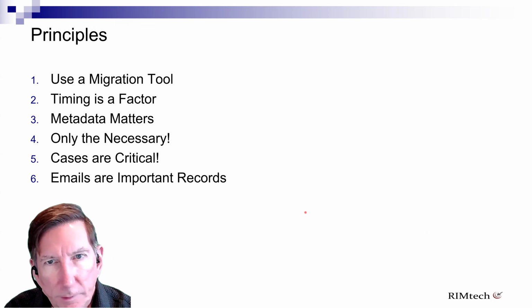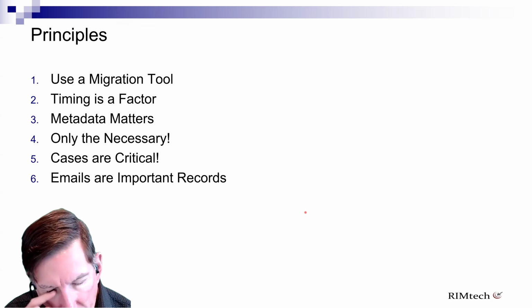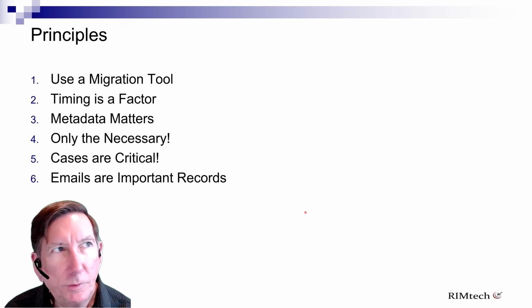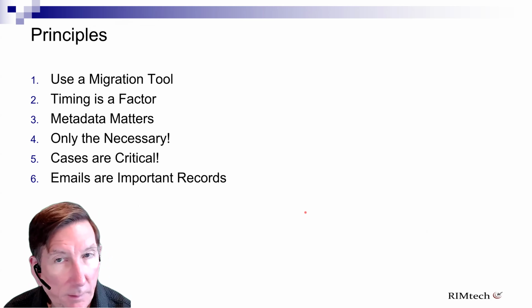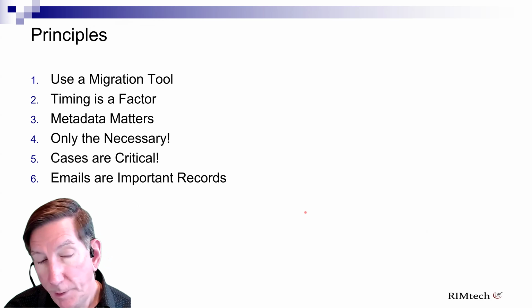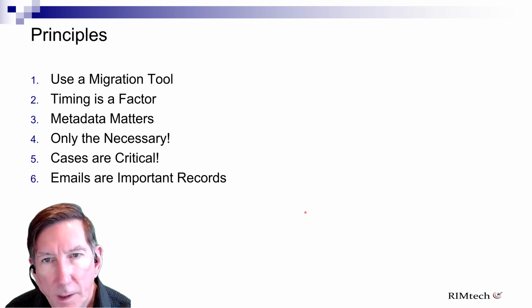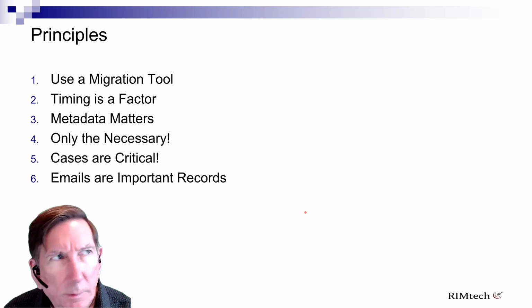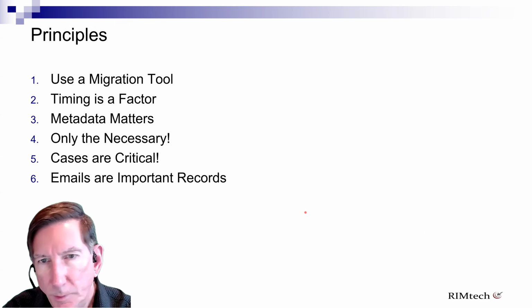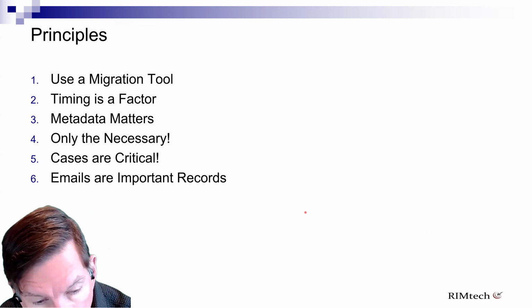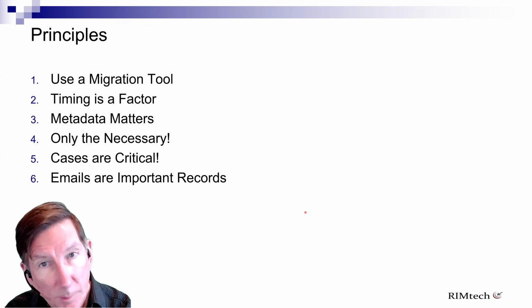Timing is going to be a factor. Metadata: you remember, if you're going from a file share into a mature SharePoint, a fully developed EDRMS, you're going from basically zero metadata to a lot of metadata. So that's going to be a factor. Only migrate what you absolutely need. And number 5, that's probably the most important one of all, which is we've got to deal with our cases. I'll show you how. And let's not forget email. Email are important records, so you should be getting those into your EDRMS as well, right?